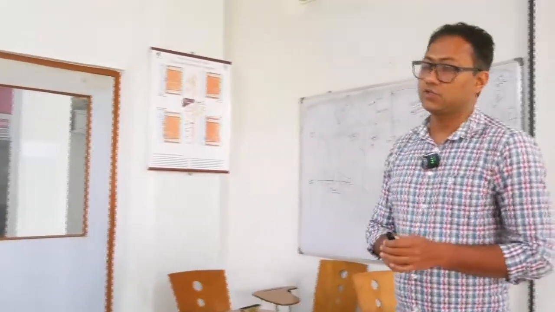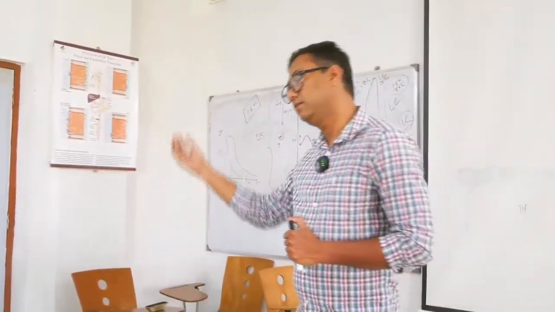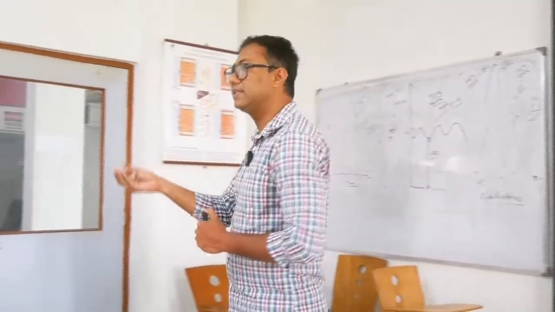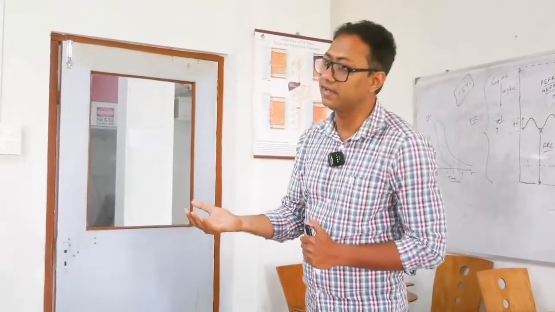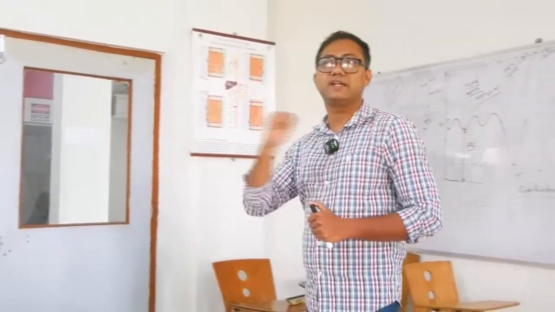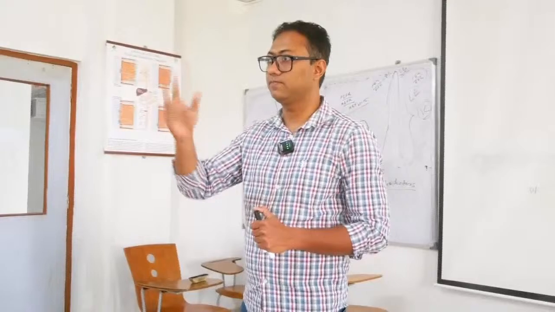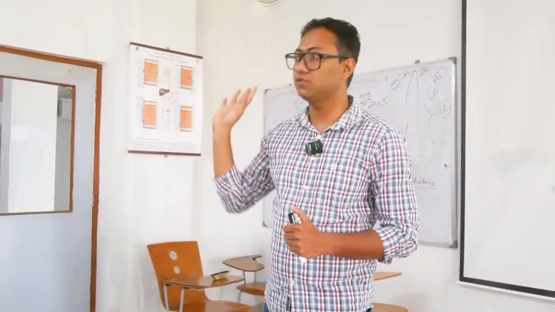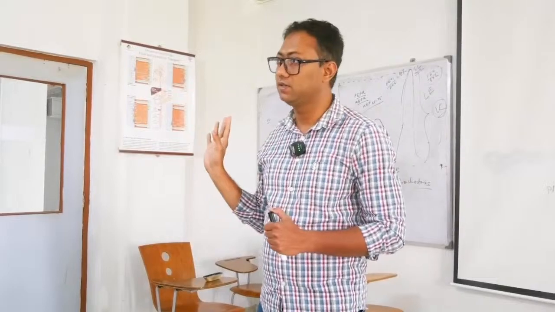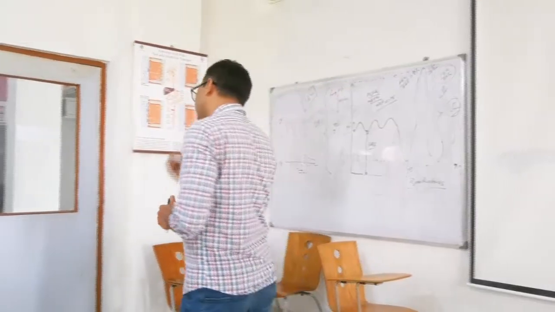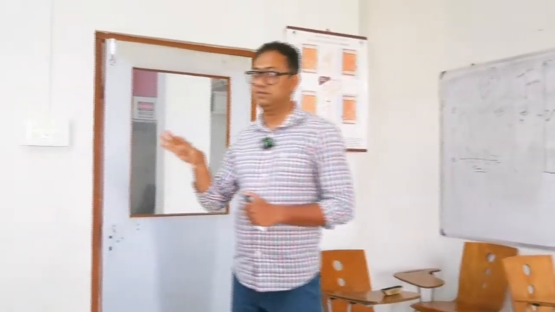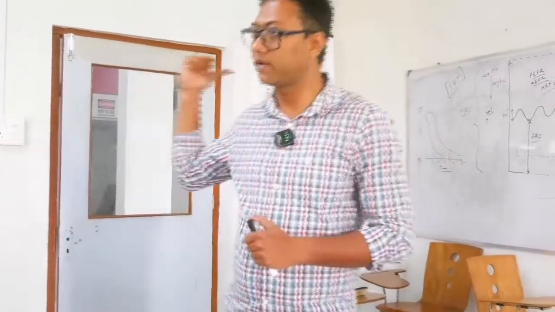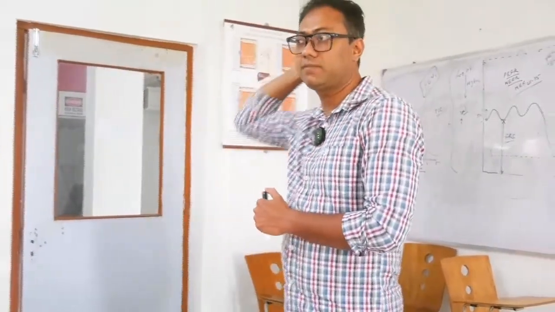So once FEV1 by FVC is less than 80%, what do you have to do? Give the patient a bronchodilator, salbutamol, 2 puffs. You give the patient 2 puffs of the inhaler. Now wait for 5 minutes and again perform spirometry.